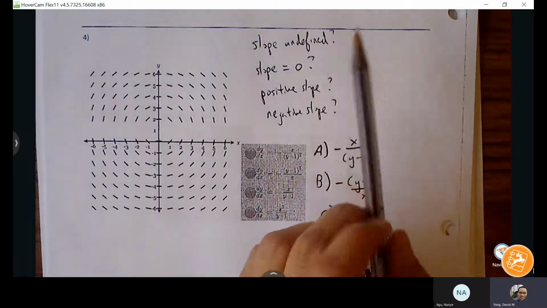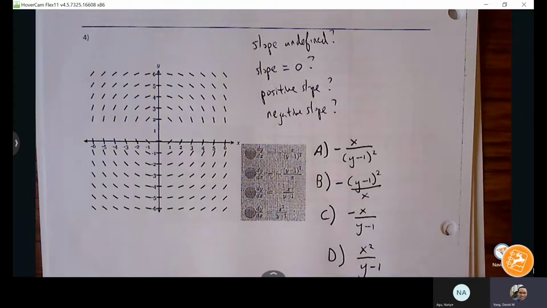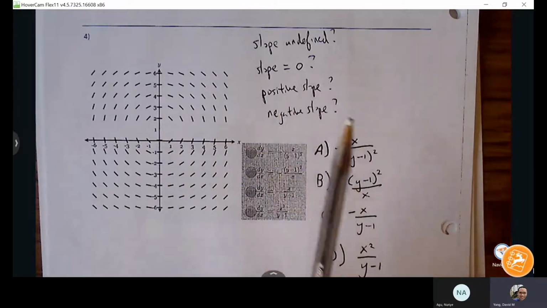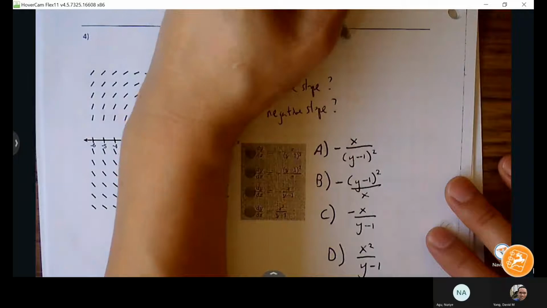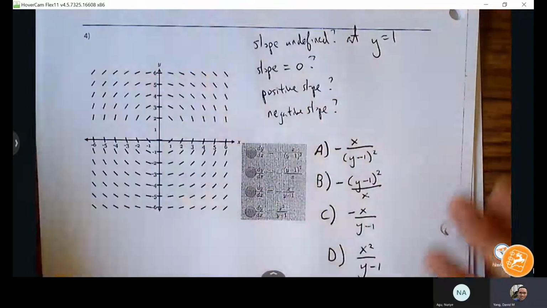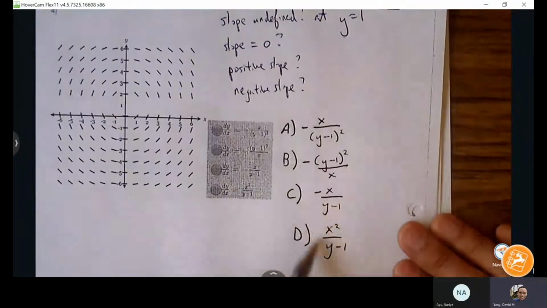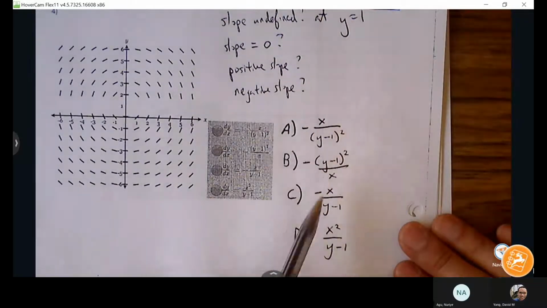Okay. Do you see any place where slope is undefined? Is it 1? Okay. X equals 1 or Y equals 1? Y equals 1. Yeah, everywhere that Y equals 1, I should be getting undefined slope. So are there any of these that we can eliminate?